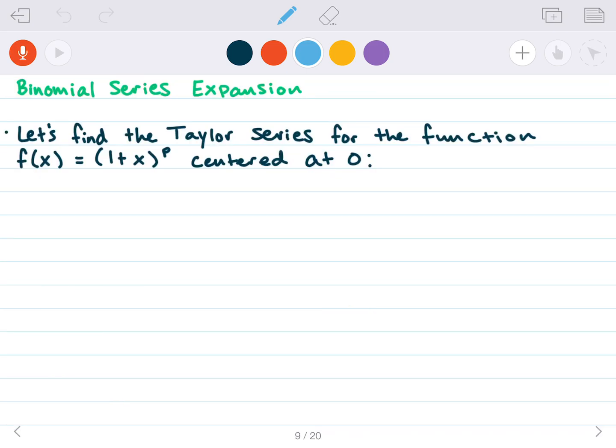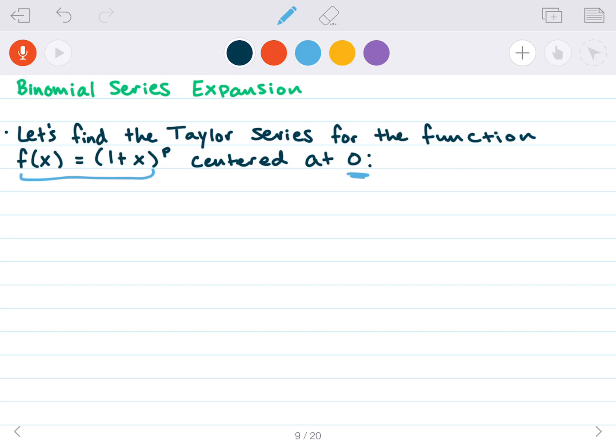Okay, so we talked about e to the x, sine of x, and cosine of x in terms of their Taylor series. Let's talk about Taylor series for functions of the form f of x equals 1 plus x to the p, where p can be any number. And let's talk about, in particular, them being centered at 0. So let's try to derive the formula here.